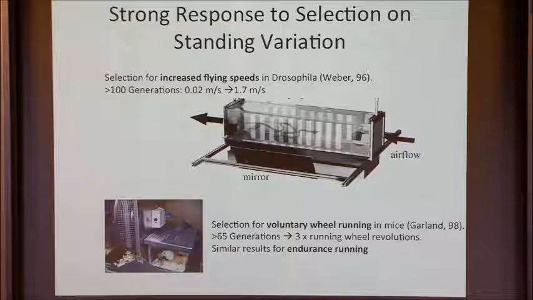Well, then there are funny things done, like here, selection for voluntary wheel running in mice. Mice are presented with a wheel, and mice are selected that voluntarily enter this wheel, and what's counted is the number of wheel revolutions that a given mouse carries out per day, and the ones that do the most are selectively bred. That experiment has run since '98 and now runs for over 65 generations. The number of voluntary wheel revolutions has been increased by a factor of 3, also pretty amazing. And similar results can be observed for endurance running in mice. And there are many other examples of this type.